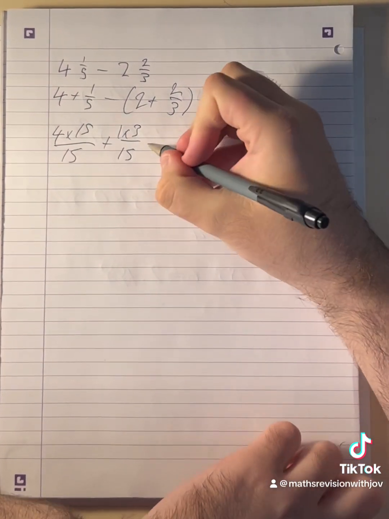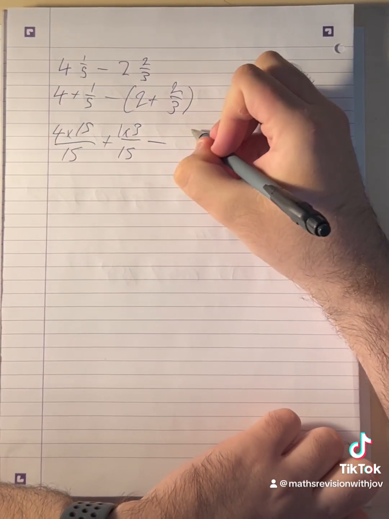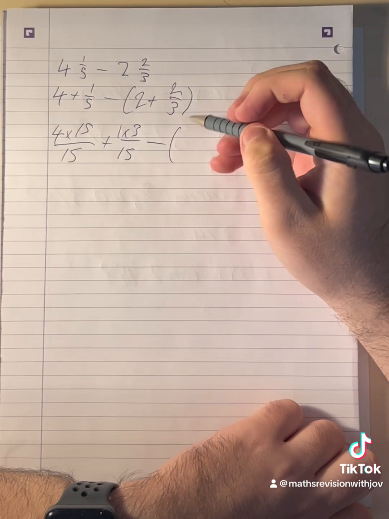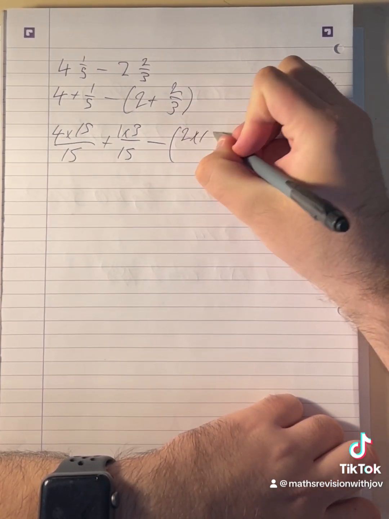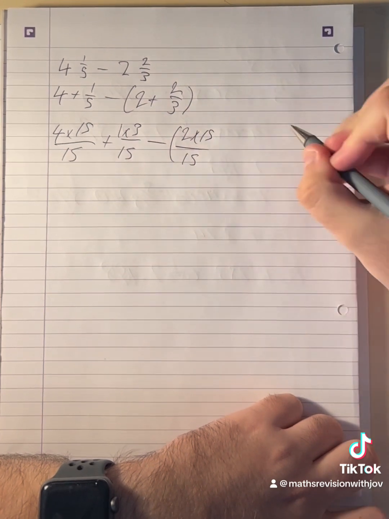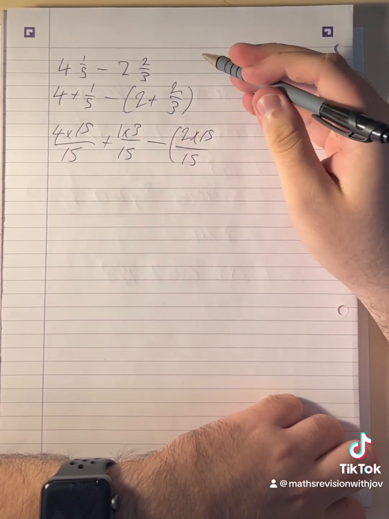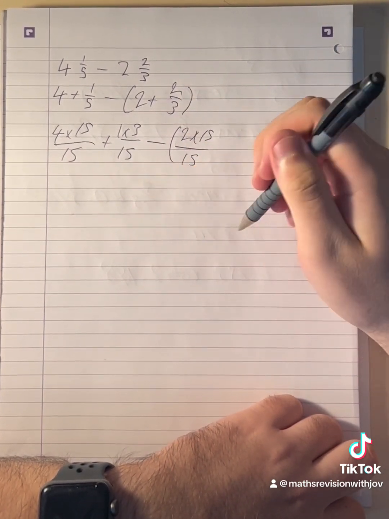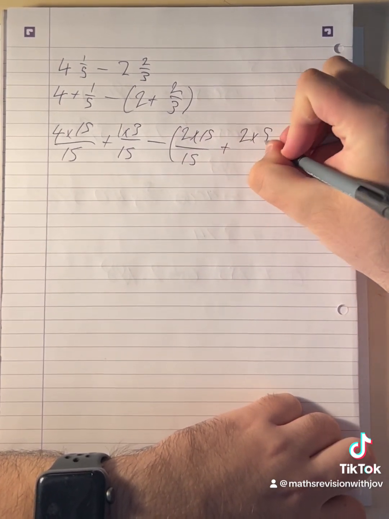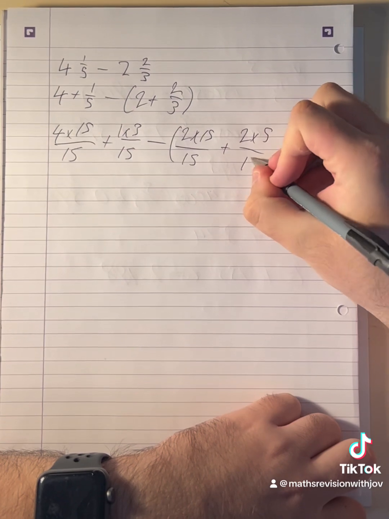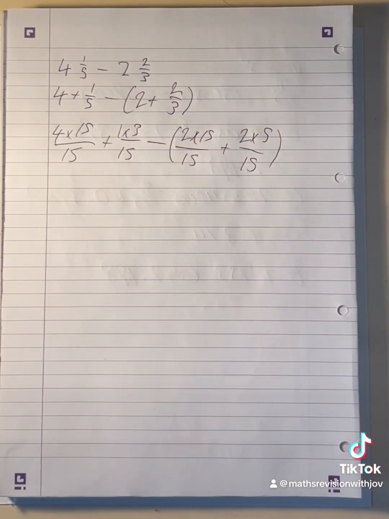Now over here, we've got a 2, and we want to get that in 15ths, so we need to do the same thing: 2 times 15 divided by 15. And for the 2/3, we've got 3s and we want to get up to 15, so we're going to have to multiply by 5. So we've got 2 times 5 divided by 15. And this is now much easier to work with.